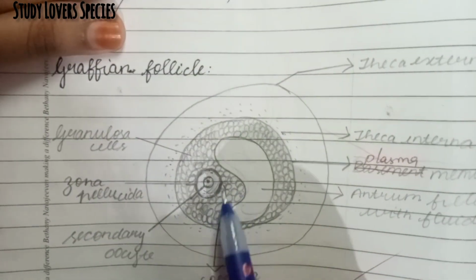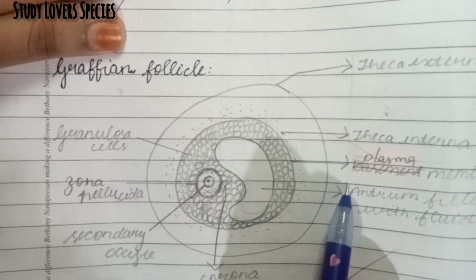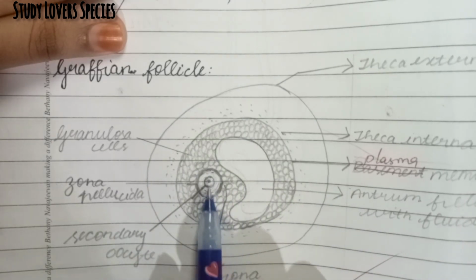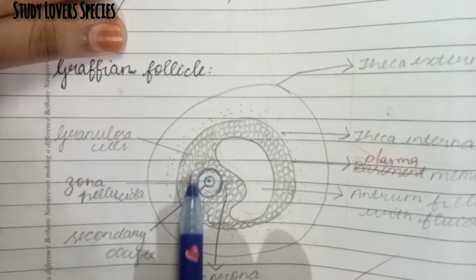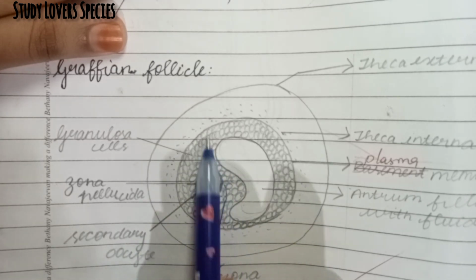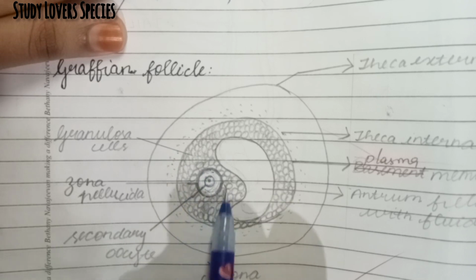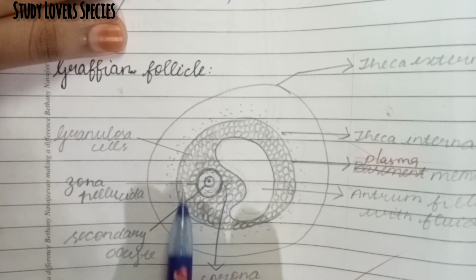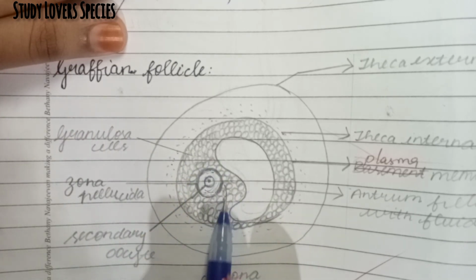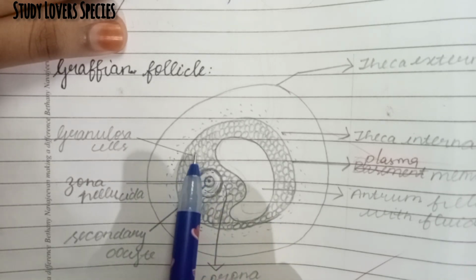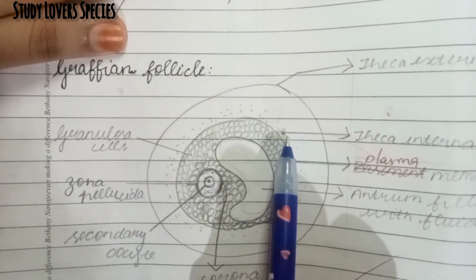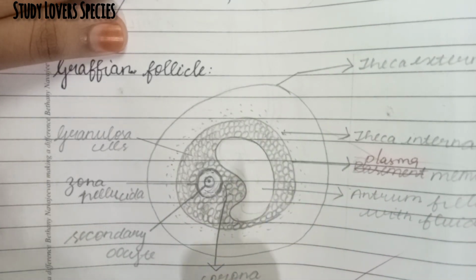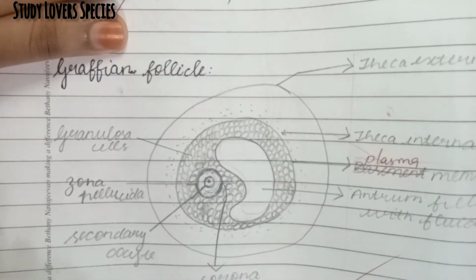After that, see here, this is the cavity, the antrum. I have told you that in the secondary follicle stage itself this will get formed. Surrounding the zona pellucida there will be the corona radiata. This I have not explained to you, but those are called corona radiata. These are actually granulosa cells only, but since they are surrounding the secondary oocyte, they are called corona radiata. And these are granulosa cells, and the inner theca interna and outer theca externa. This is the antrum. Clear? This is the structure of the Graafian follicle.